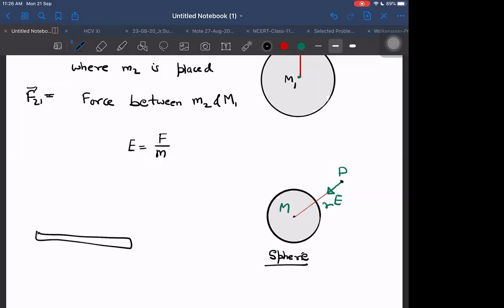Wait, let's say this is a rod, and here is the point, and I want to find the field due to this rod at this point, or the force acting here. I will keep another mass here. Now, what is the direction? If it is unsymmetric, not placed symmetrically, then you don't know. It will be somewhere this side.